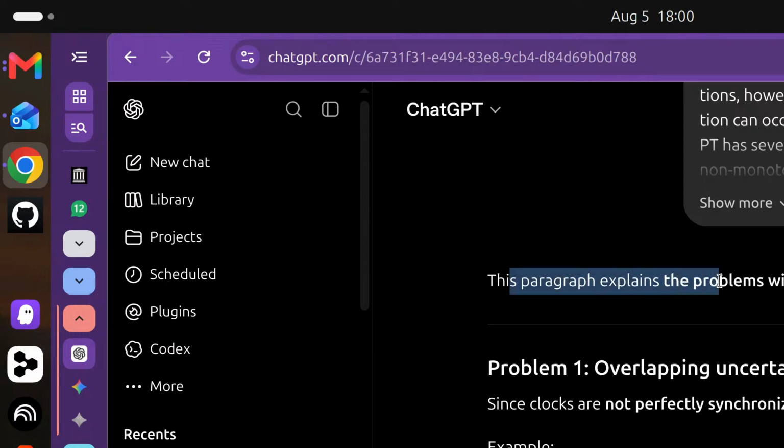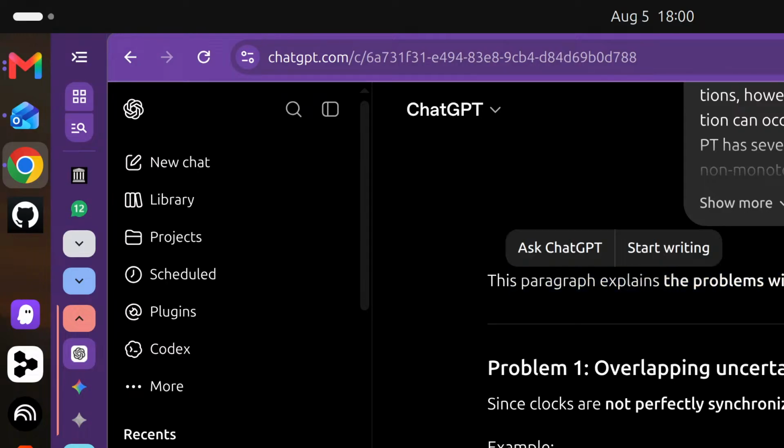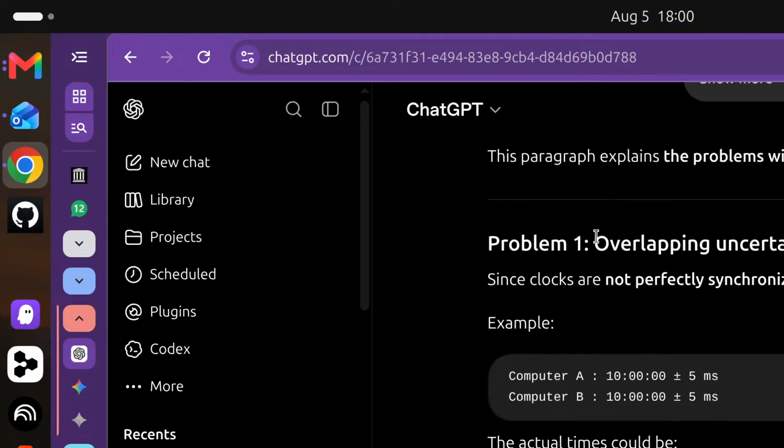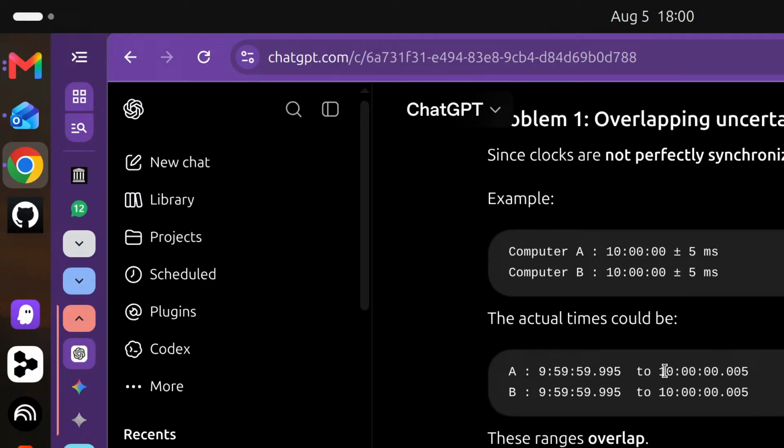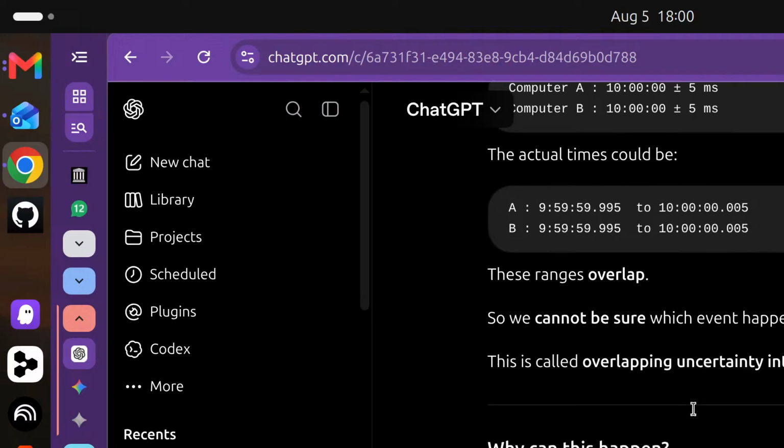So this paragraph explains problems with using physical time. The problem is overlapping uncertainty intervals. Since clocks are not perfectly synchronized, every timestamp has a small error. For example, computer A is plus or minus 10 milliseconds, and the actual time could be 9:59:59.995 to this, and the same for B. These ranges overlap, so we cannot be sure which event happened first. This is called overlapping uncertainty intervals.